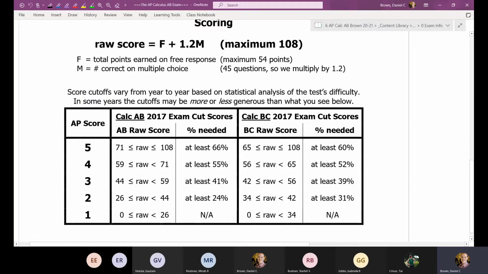They don't release this every year, but this is the one where I can find the most detailed information. So these cut scores change from year to year, depending on maybe some years have a harder exam, some have an easier exam.